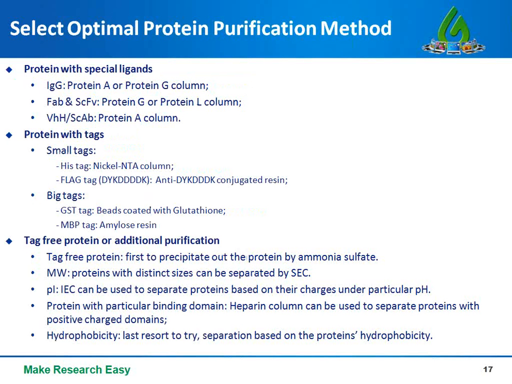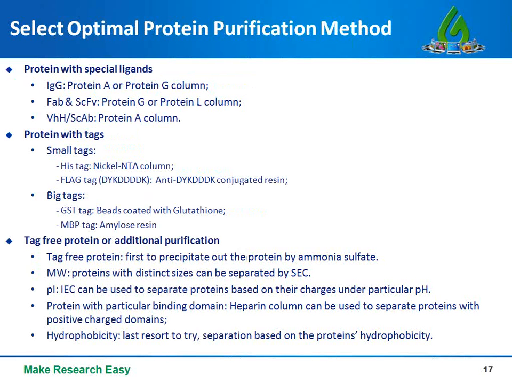With a variety of protein purification methods available, how to choose the one that works best for your protein? As I said earlier, every protein is different and there is no one-size-fits-all strategy, but practically for proteins with special ligands such as antibodies and their fragments, Protein A, Protein G, or Protein L columns can be used. For other proteins, fusion tag is a commonly used approach.